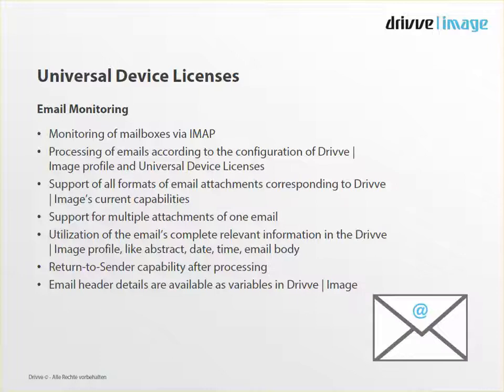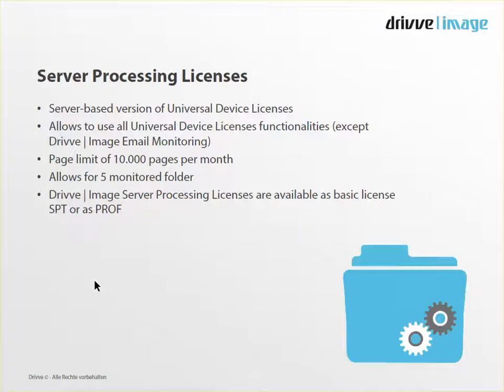The email monitoring is not an extra item. It comes with a universal device license. You just then need to choose the input channel IMAP. Okay, so you can either go for a device, like a multifunctional device or any other type of scanner that supports FTP or SMB scan, or you go for one mailbox via IMAP. Okay, so those are the features of the universal device licenses.